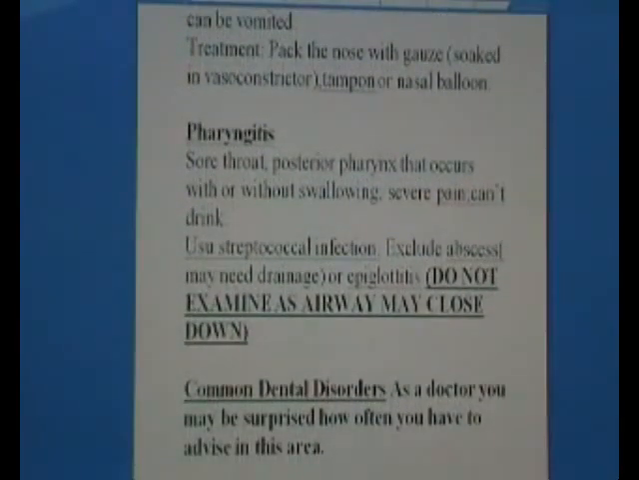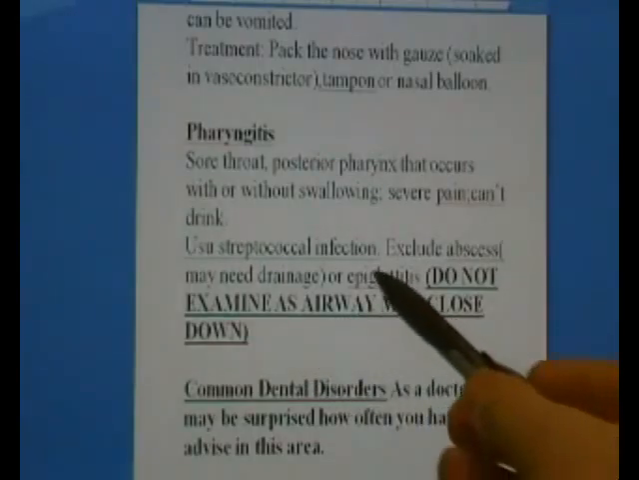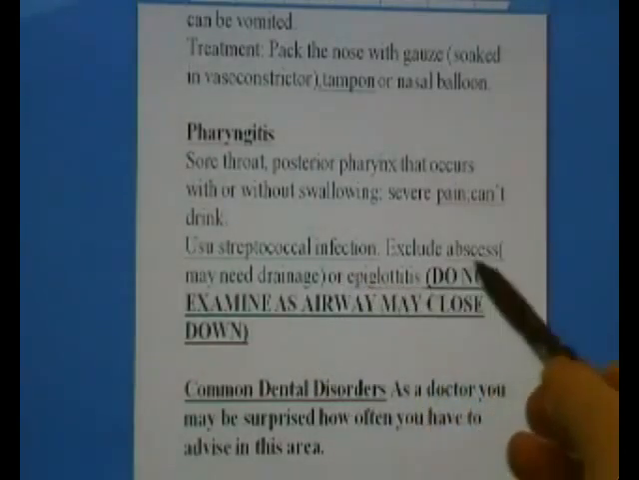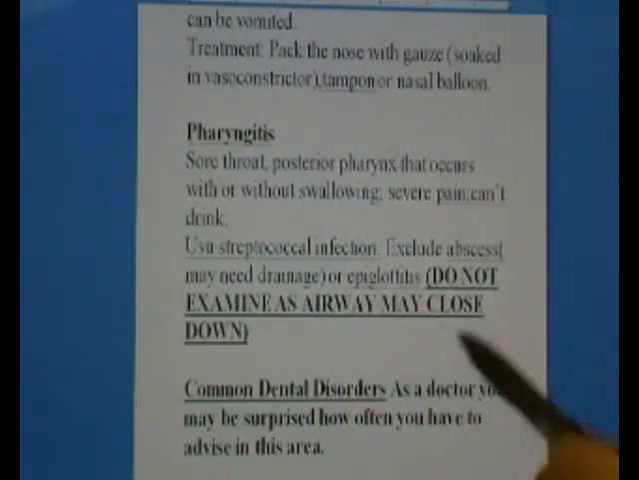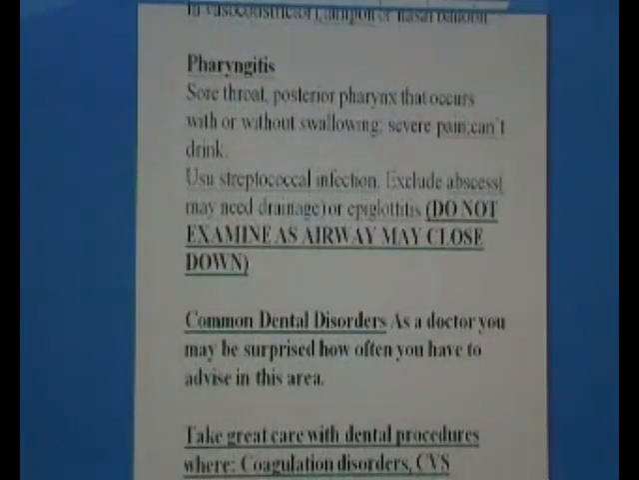Now pharyngitis is very common, sore throat, posterior pharynx, maybe difficult swallowing, usually a strep infection, but you've got to exclude an abscess. But look at the proviso here in bold type. Do not examine an airway in the presence of epiglottitis. Epiglottitis, do not examine an airway, as the airway may close down, you've got an immediate death. It's got to be done in the operating room where full airway access facilities are available, including anaesthetist. Epiglottitis aside, the most common variety of pharyngitis can be dealt with, and you know how to deal with it.